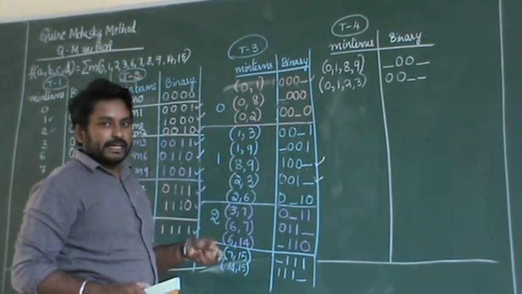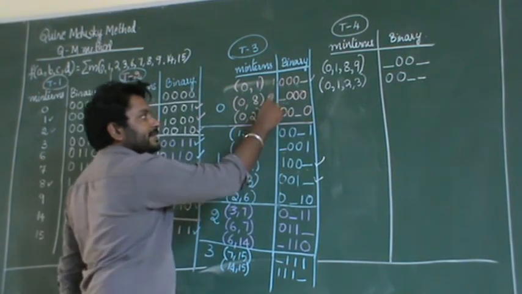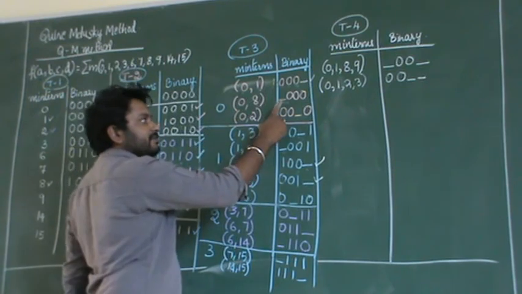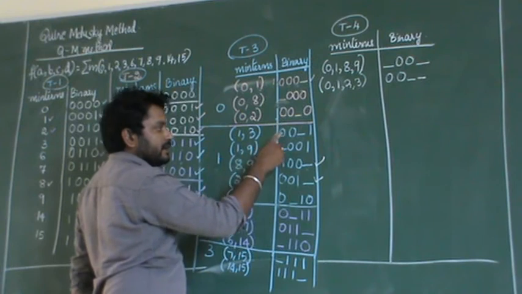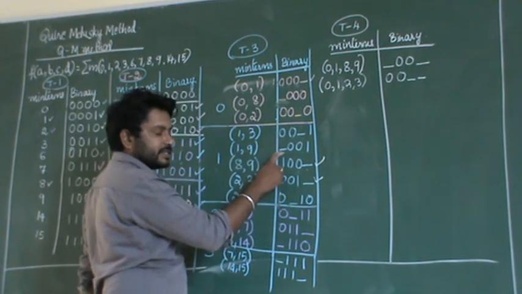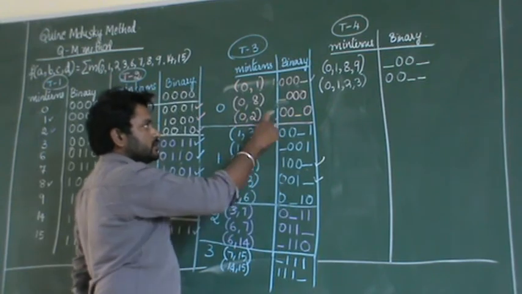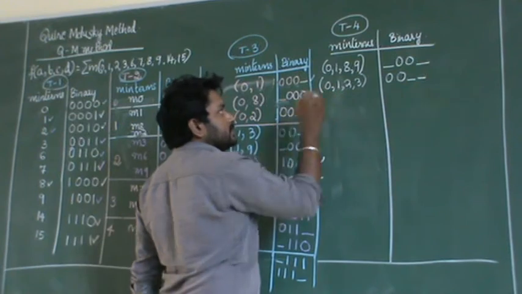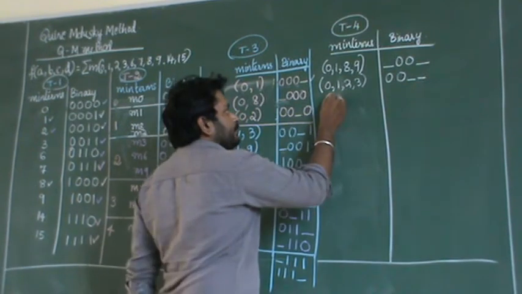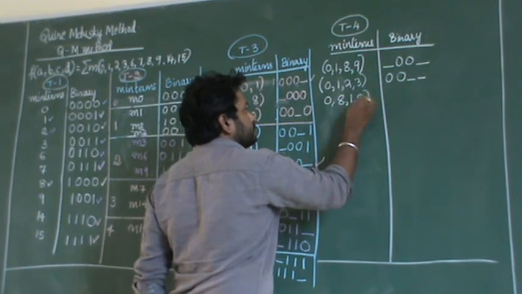Have you understood the technique? The technique is very simple. The dash is in the first bit position itself, so I can compare this and this. So 0, 8 and 1, 9.